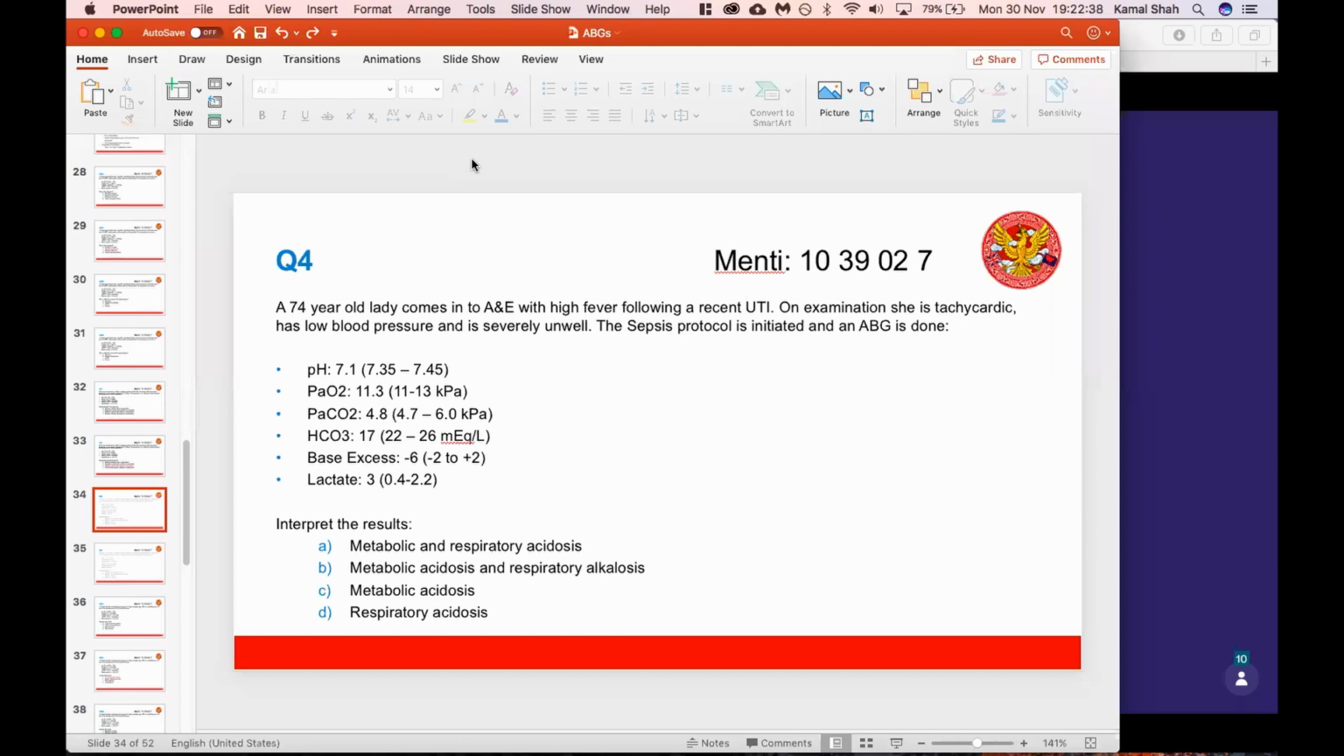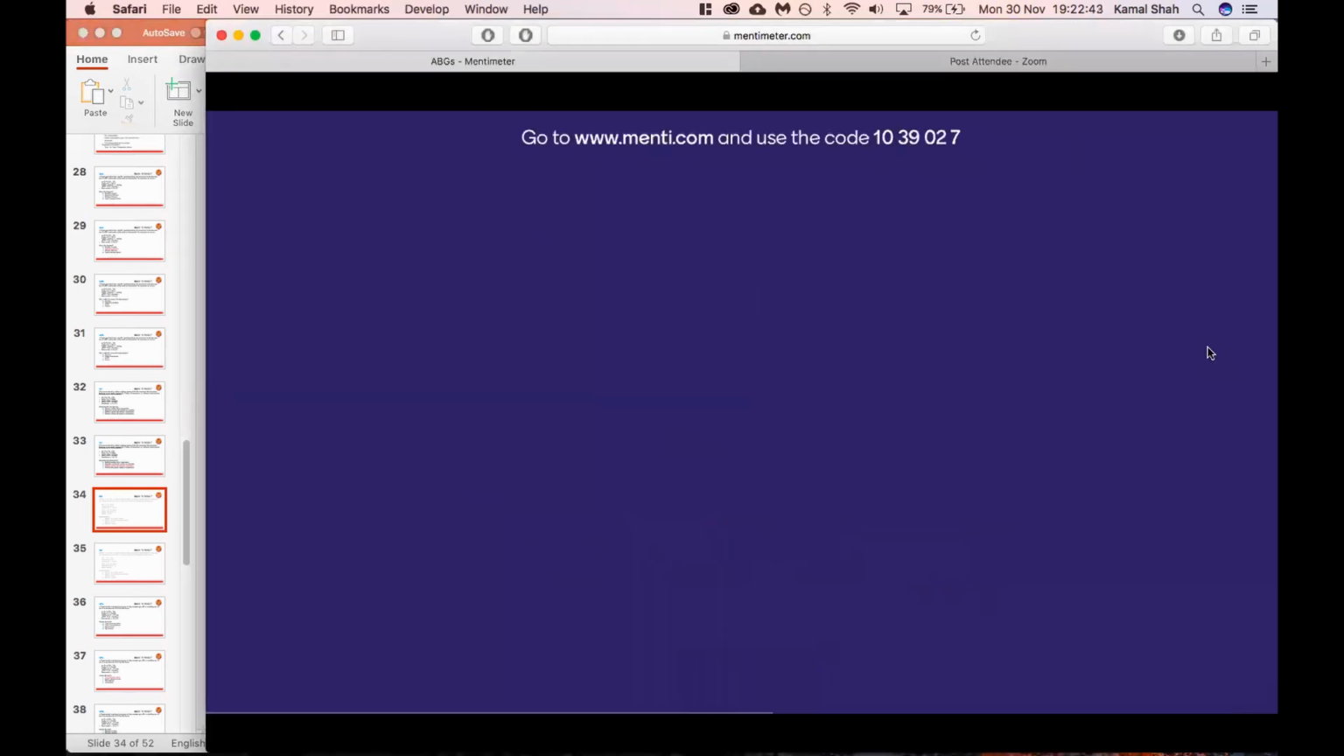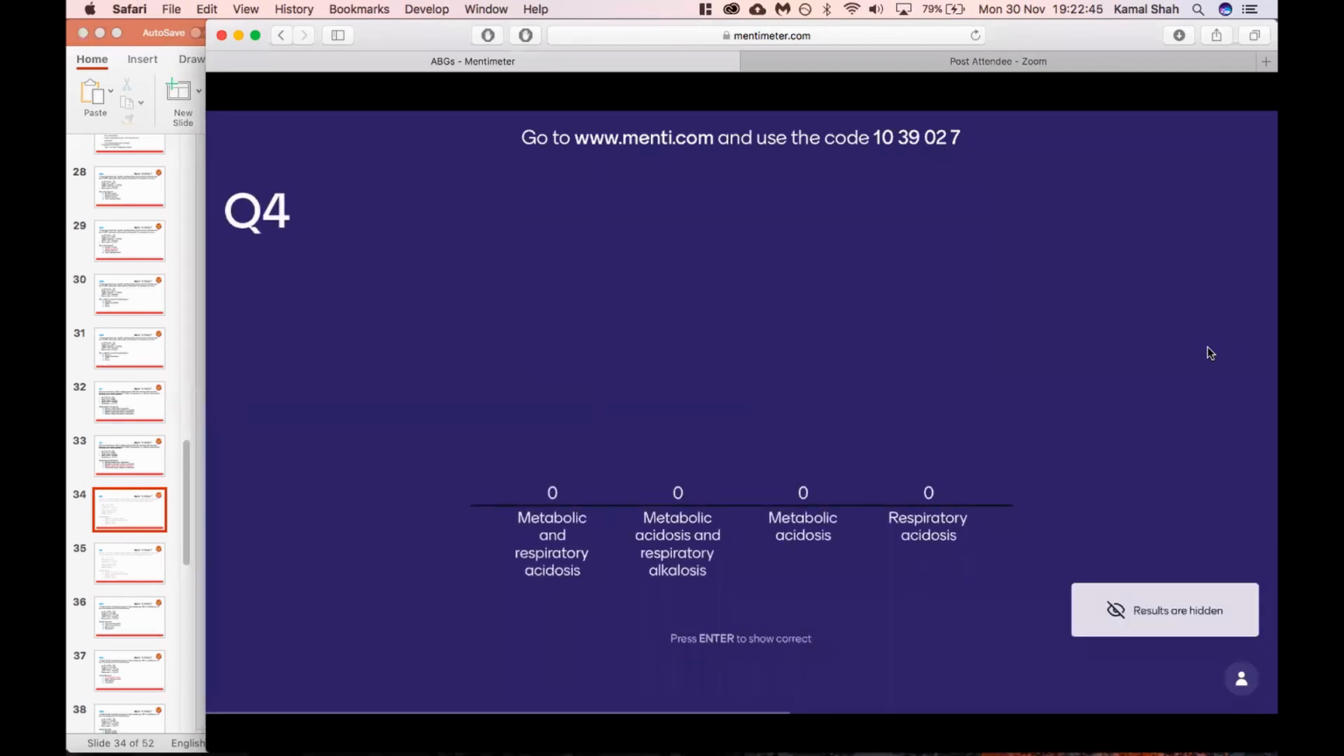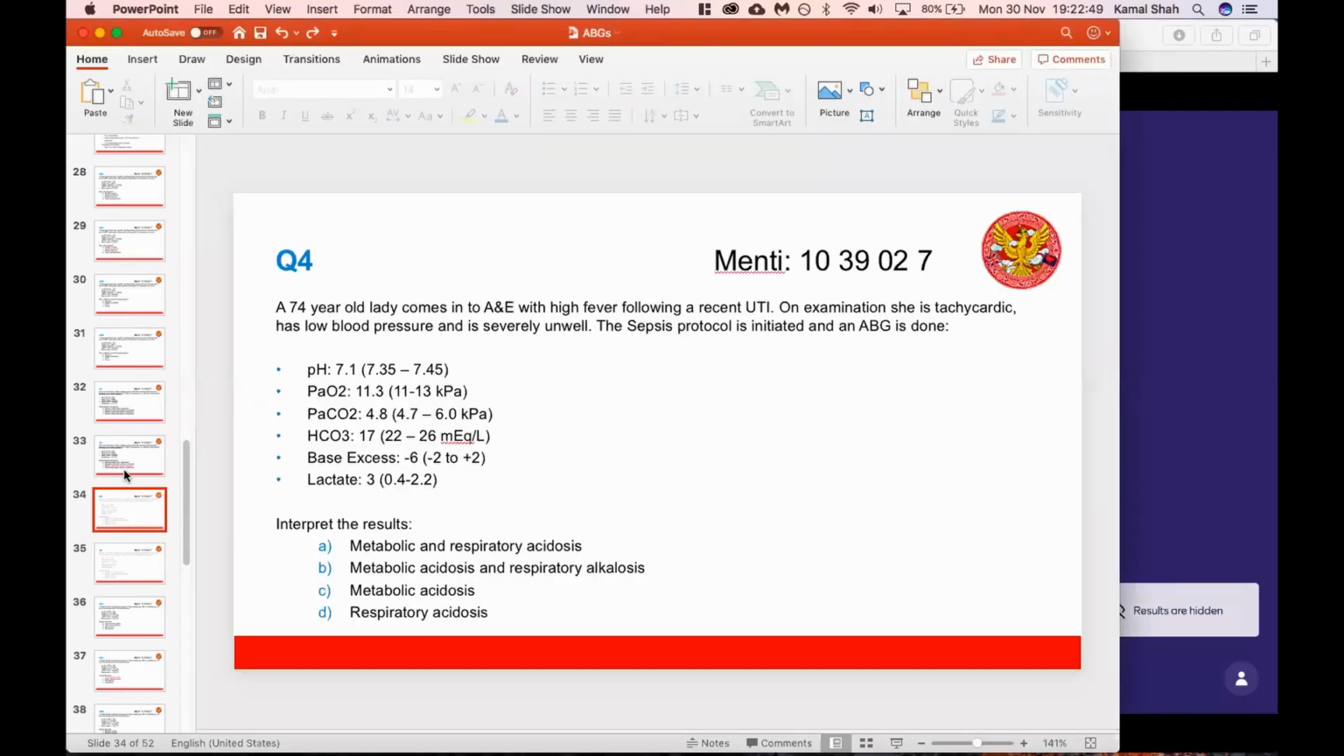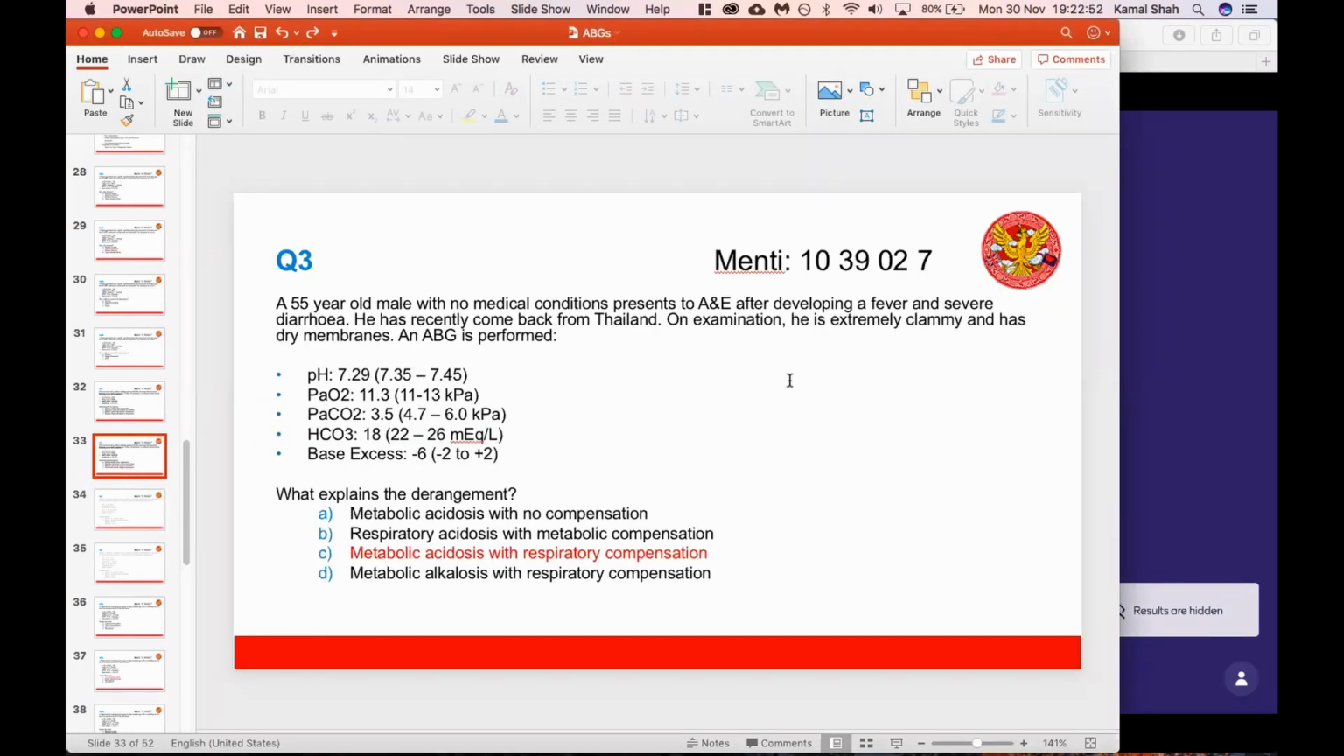Question 4. So let me open this up. With the diarrhea, is that a compensatory mechanism? So does diarrhea compensate? So basically, the diarrhea actually could be causing this metabolic acidosis. If we're losing all this bicarb through the diarrhea, we could actually be causing this metabolic acidosis.